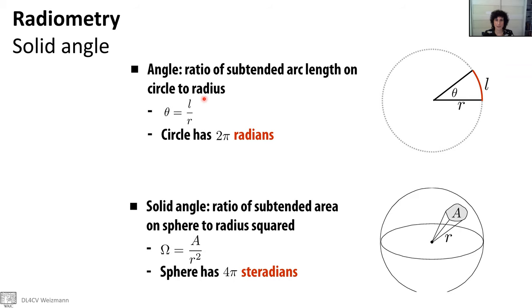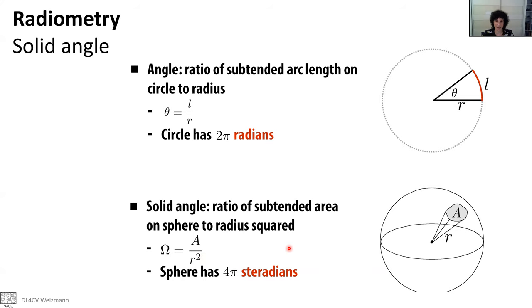What is the angle theta? When I have a circle, it is the ratio between the arc length L and the radius R. So in a circle, we have in total 2π radians. The same thing happens with the sphere. Here, it's not an arc length, but an area on the sphere. The solid angle determined by this area on the sphere is the area A divided by the radius squared. And this will give us the solid angle.